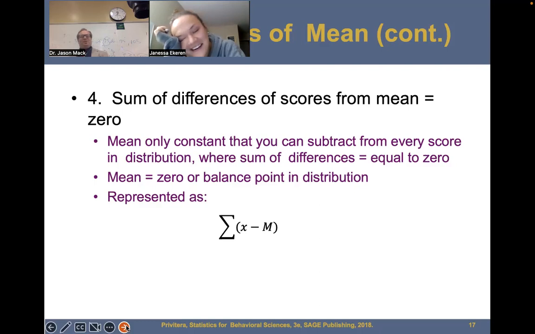So the sum of the differences from the mean is the only constant where you subtract every score in the distribution where the sum of the differences is equal to 0. So the sum of the values minus the mean, that's how you represent it, will be 0.